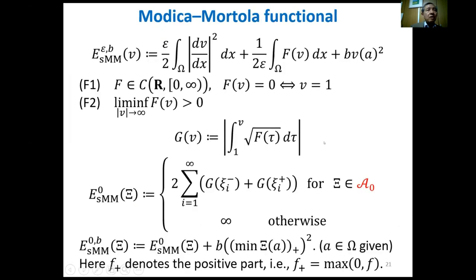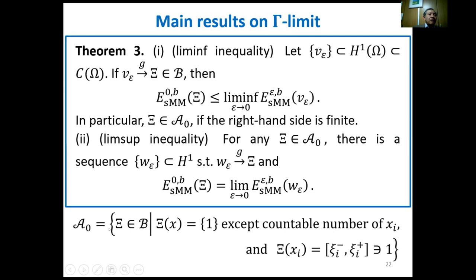And A_0 is the set of xi such that xi is a bounded upper semi-continuous graph, and xi(x) is a single value one, except for a countable number of x. And xi(x) is just a closed interval containing one. And what we say is if v_epsilon is H1 and if v_epsilon tends to xi in the sense of graph, then this is among B, not A_0, this is B. Then this limit is lower semi-continuous. In particular, if this is bounded, then this xi is in A_0, if the right hand side is finite.